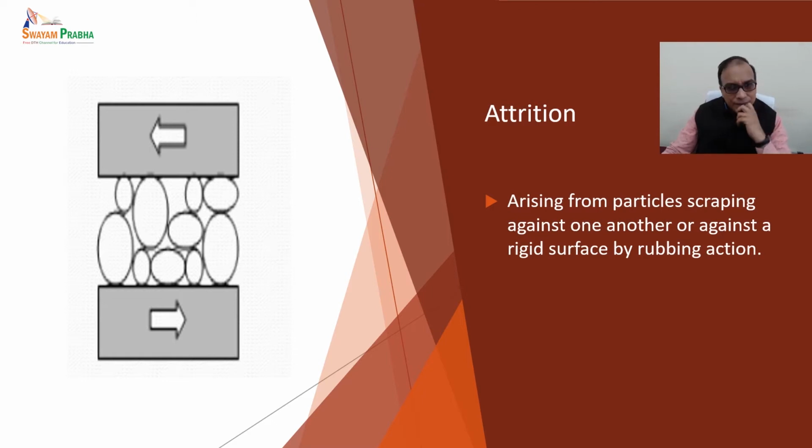Then attrition. It arises from particles scraping against one another or against a rigid surface by rubbing action. We are giving the rubbing action here due to the abrasive forces, and we can get the reduced size. This is the method of attrition. So first is impact, second compression, third attrition.